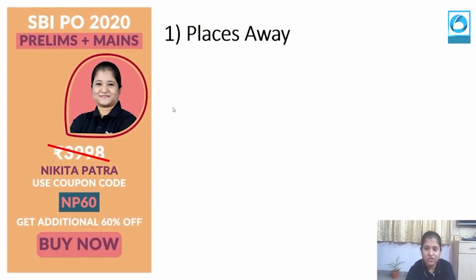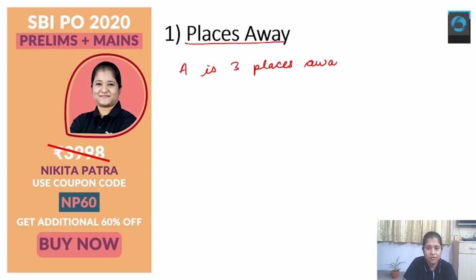ठीक है, तो चलिए जल्दी से शुरू करते हैं. Let's have a look what is the first keyword here. So let's see, यहाँ पर बहुत लोगों को confusion होता है. This kind of keyword you find in your puzzles, right? So let's say it is given that A is 3 places away, right? Let's say A is seated 3 places away from B. मान लीजिए there is some statement that is given here like this.